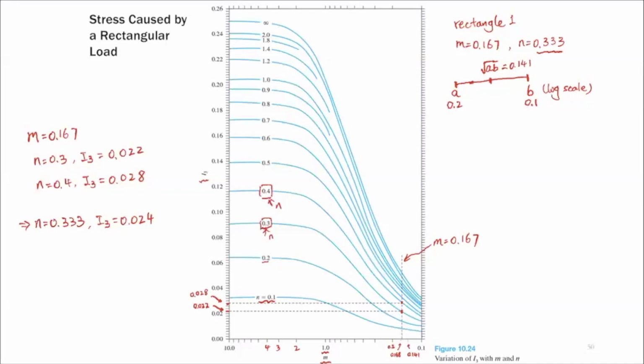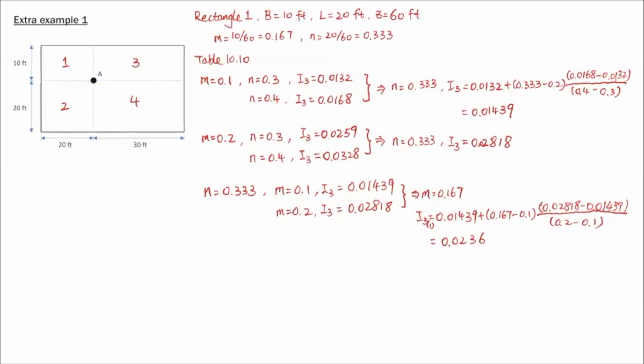This involves a minimum interpolation, just one last step, and for the other two values, you read directly from this figure. If you compare this with the value we got from interpolating values from table 10.10, it should be fairly close. So this is 0.024, and the value we interpolated from table 10.10 is 0.0236. So it's pretty close. Basically, if you have values of m and n not in that table, you can either use interpolations, which may involve multiple interpolations, or you can directly use figure 10.24 to read I3 values.